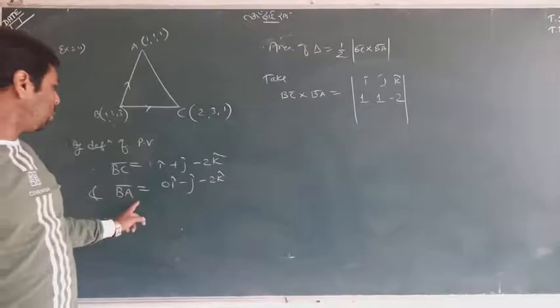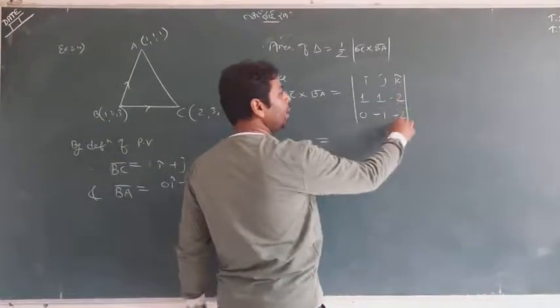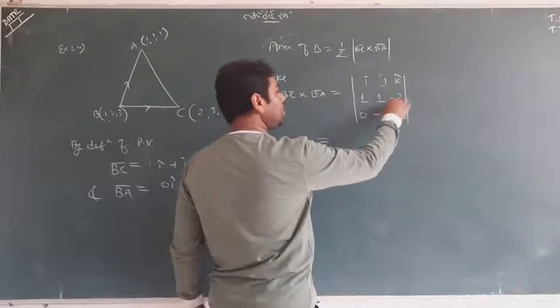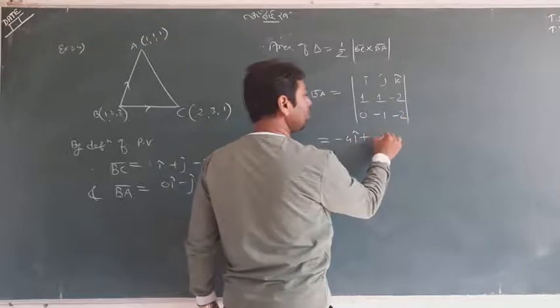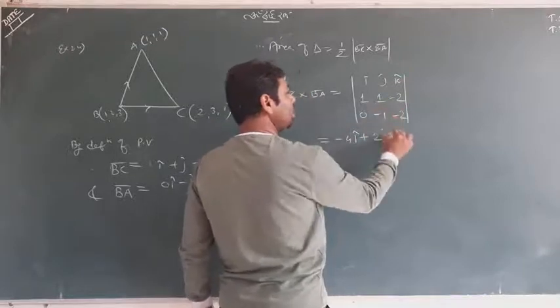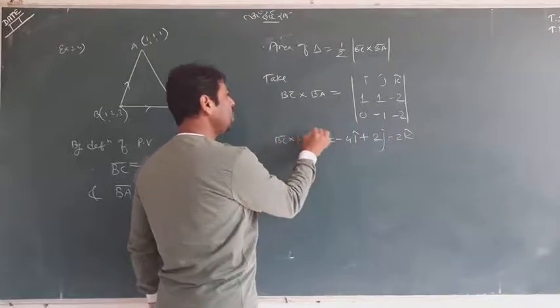And what about BA? 0, minus 1 and minus 2. So open it all the way. Minus 2, so minus 4i. This is minus 2, meaning 2j. And this is minus 2k. So you got BC cross BA.